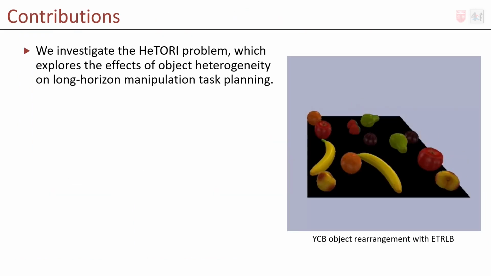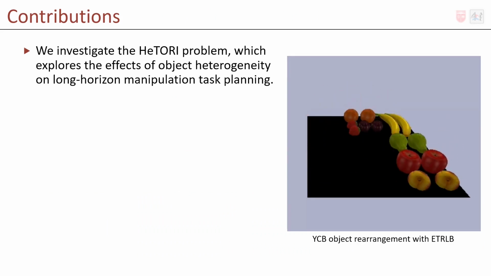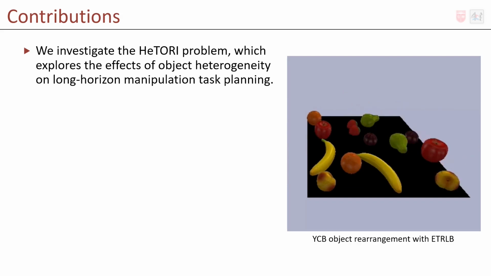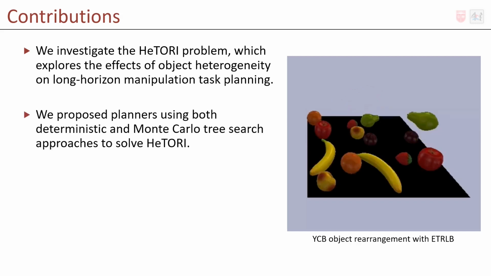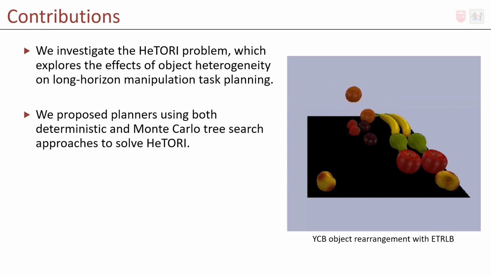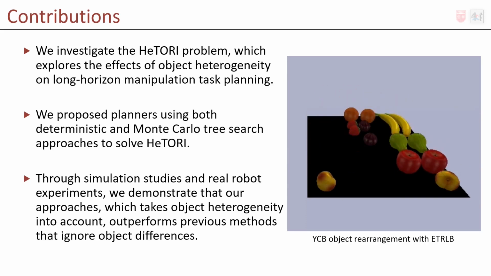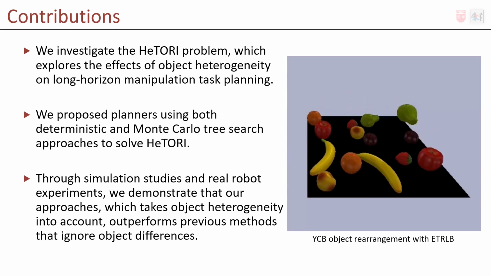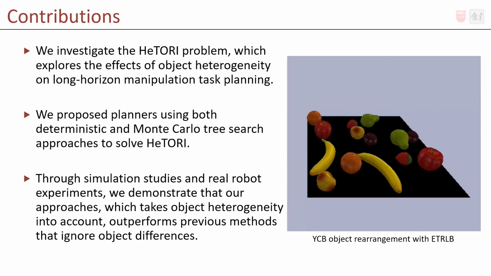To conclude, first, we investigate the rearrangement planning problem with heterogeneous objects and explore the effects of object properties in long horizon planning process. Second, we propose planners using two different search algorithms for this problem. Finally, with experiments in both simulations and the real world, we demonstrate that taking object heterogeneity into account is beneficial in rearrangement planning process. Thank you for listening.